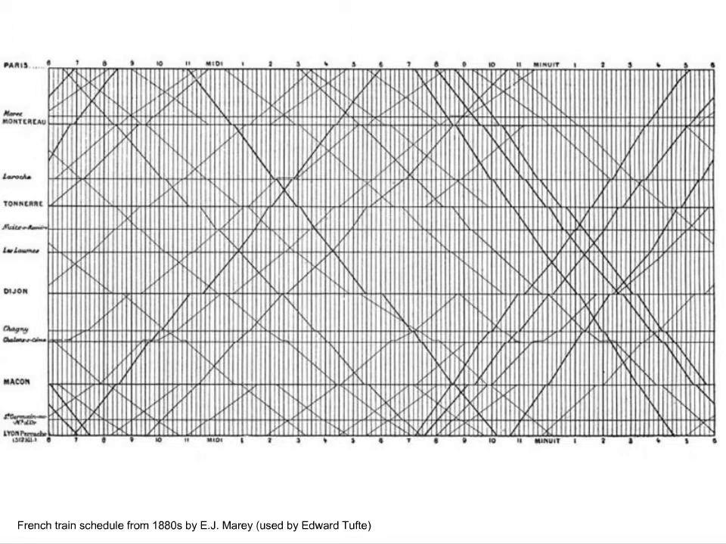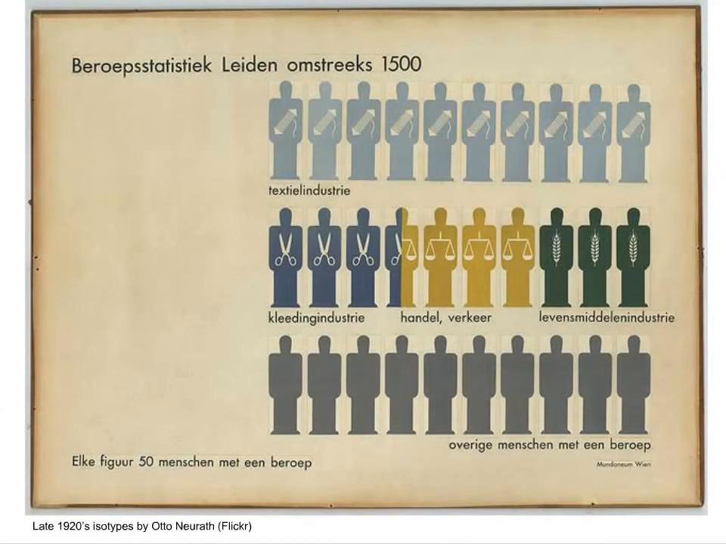I don't know if it was much in use, but it's something that's been happening for a long time. When we enter into the last century, we start to see the types of data visualizations that are still used today. This is an early version of the now widely used isotype, as you saw in my first slide. It's Dutch, and it just shows the occupation that people had in the town of Leiden back in 1500.